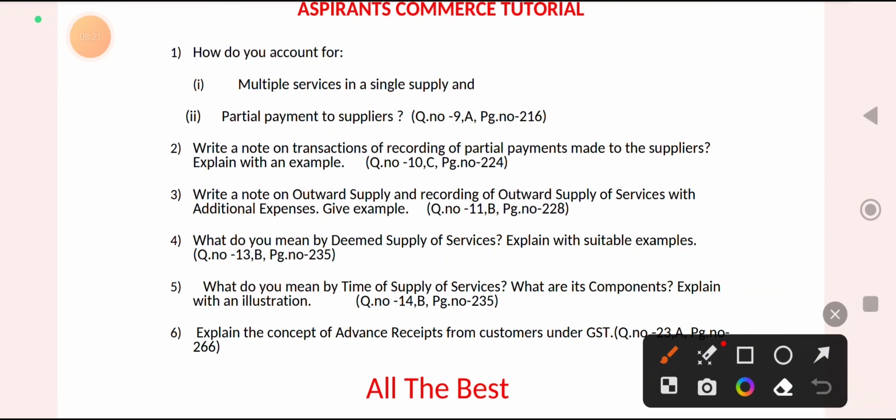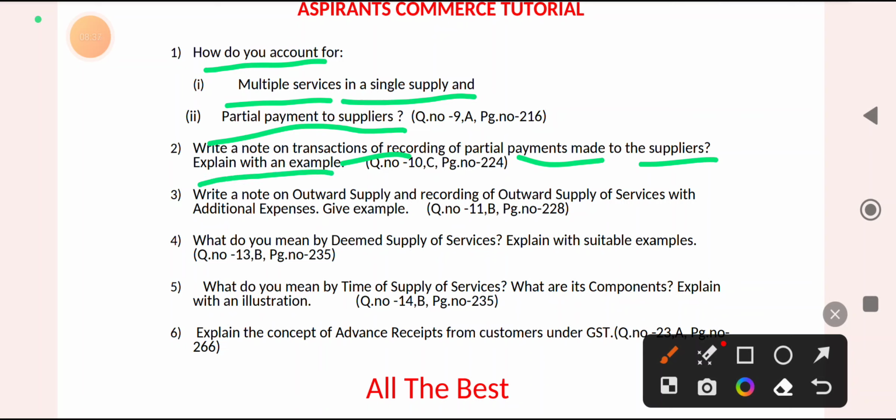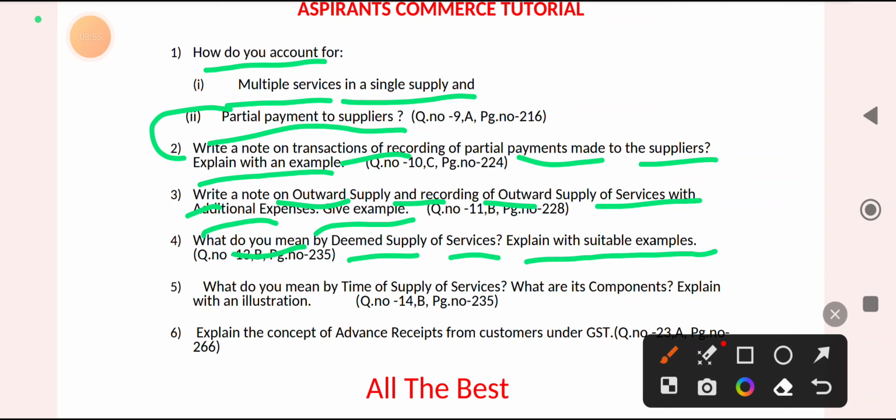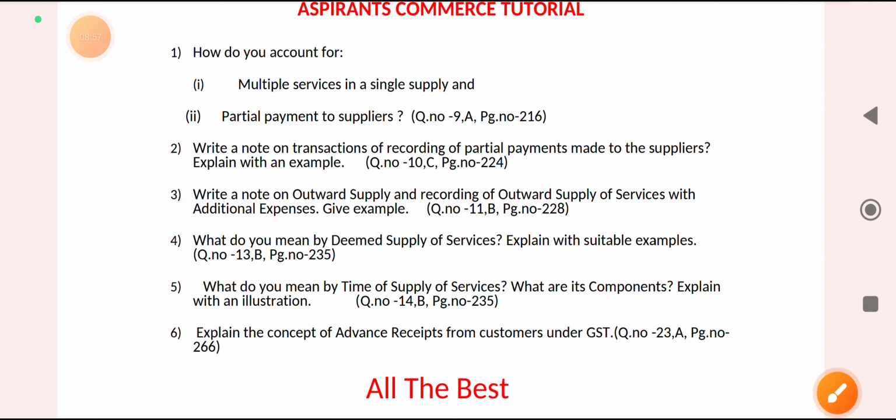Next, long questions relating to 5th unit. How do you account for multiple services in single supply? Partial payment to supplier. Write a note on transactions regarding partial payment made to suppliers with an example. This partial payment is relating to this itself. Then write a note on outward supply and record outward supply of services with additional expenses. Give an example. What do you mean by deemed supply of services? Explain suitable examples. Some declared services are there, those things.